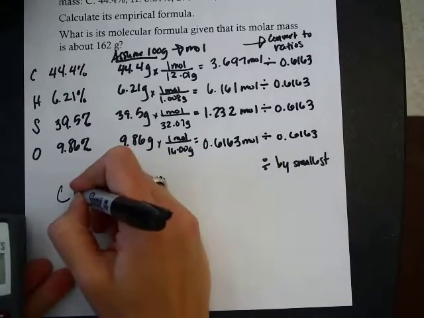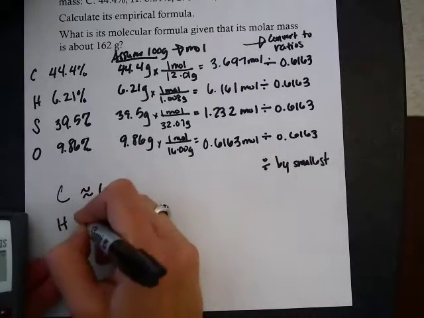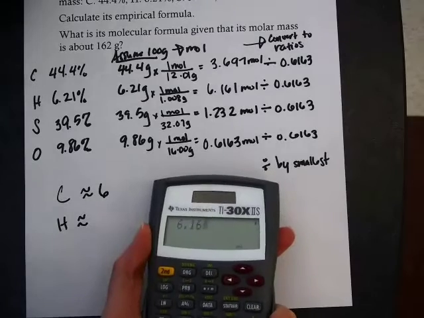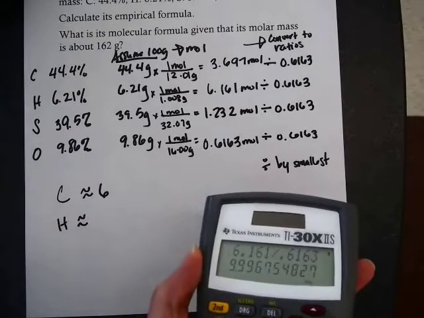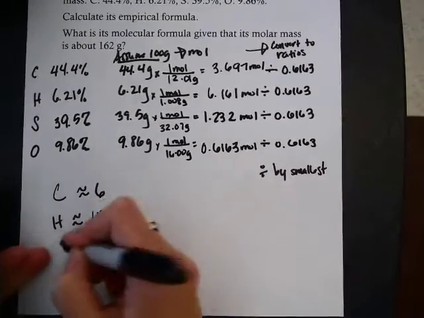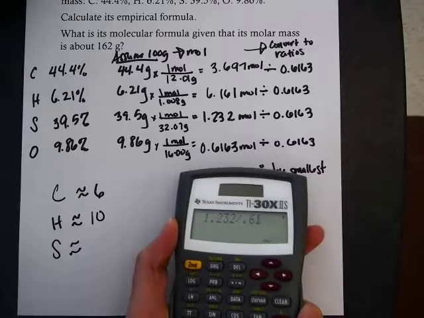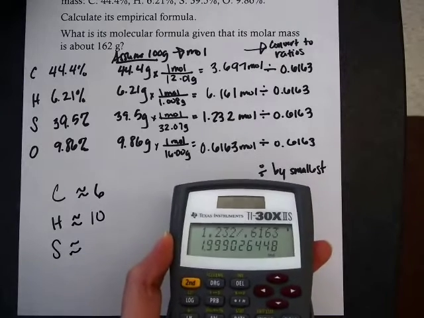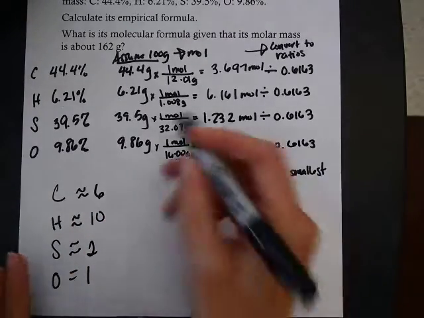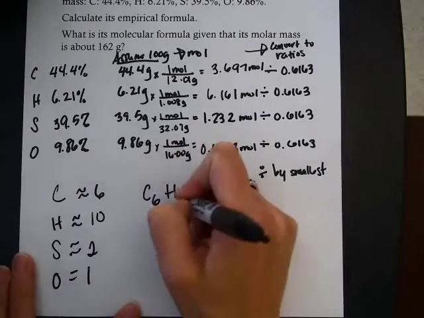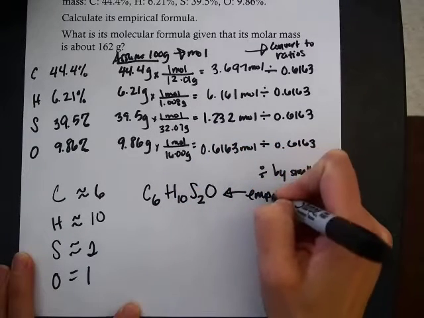That was 5.99, so that's about 6. I want a whole number ratio. Don't round if it's not close to a whole number, but if it's close, then go ahead and round it to the whole number. 9.99, I'm comfortable calling that 10. 2. And then, of course, the last one should just be exactly 1. And that's it then. That's my empirical formula. C6H10S2O.